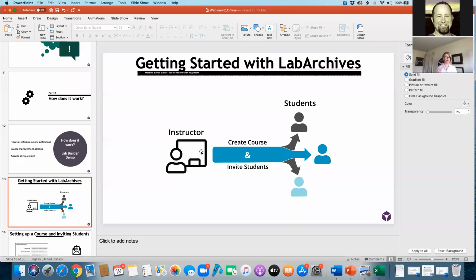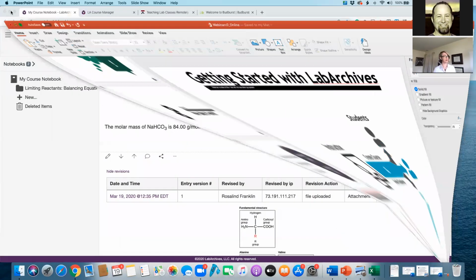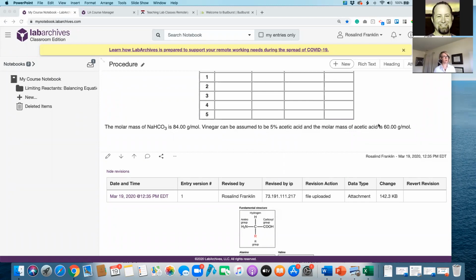Because you're at the top, you can always send new information out to students. You can always log in and see students' specific notebooks. You can edit their specific notebooks. And so you know exactly what's going on in your whole course. So I'm going to come back to the notebook.